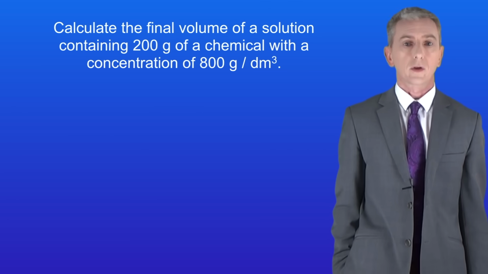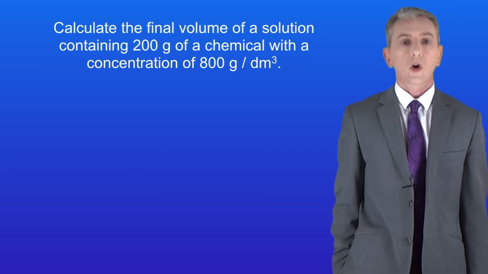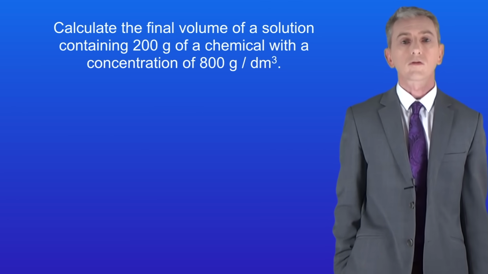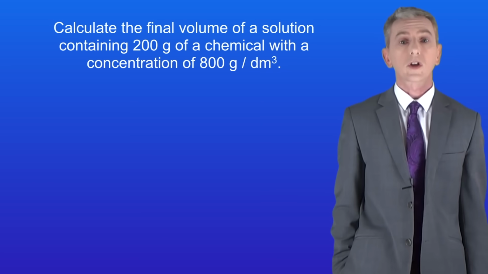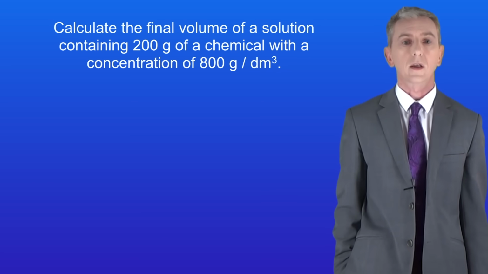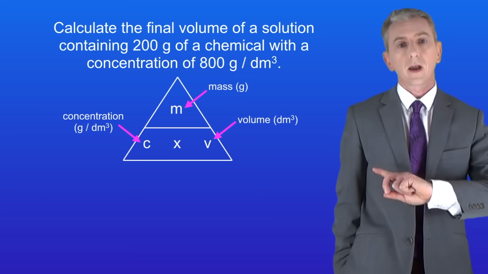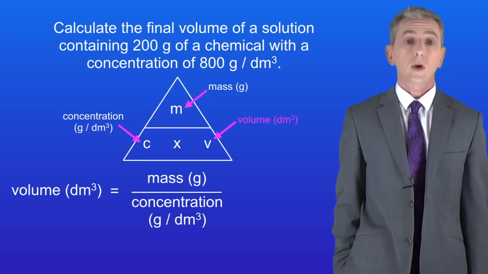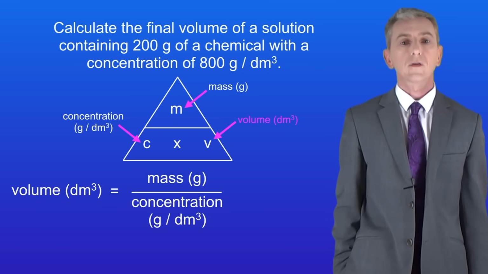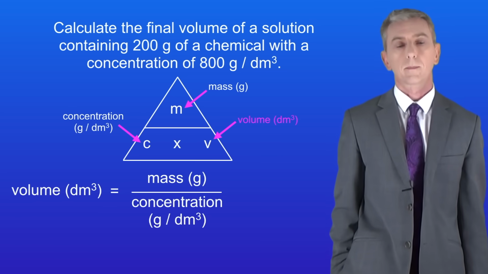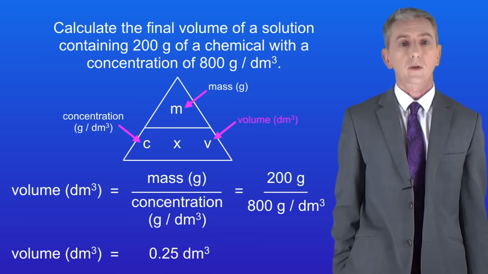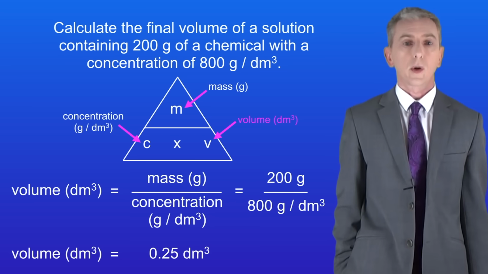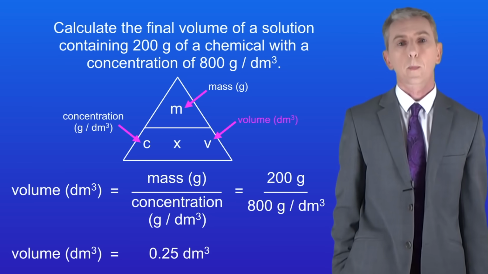Here's one more question for you to try. Calculate the final volume of a solution containing 200 grams of a chemical with a concentration of 800 grams per decimeter cubed. Here's a triangle. Pause the video and try this yourself. Okay, we're calculating the volume, so we need to divide the mass by the concentration. 200 grams divided by 800 grams per decimeter cubed gives us a final volume of 0.25 decimeters cubed.